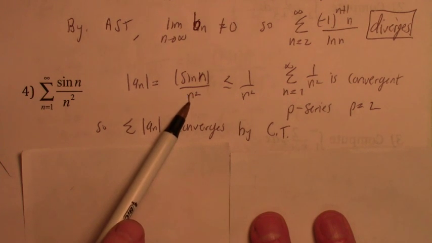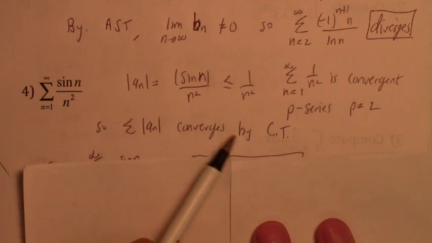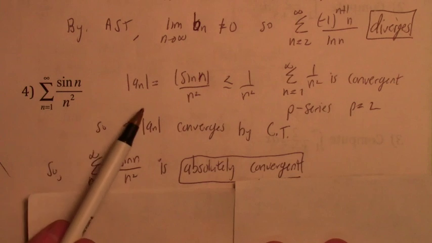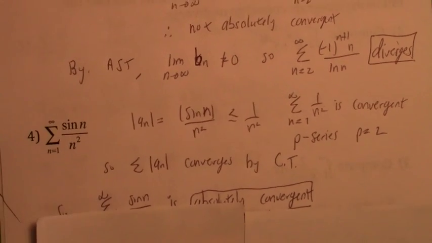And so I've shown that the absolute value converges by the comparison test. So if the absolute value of the terms converges, then the whole series is absolutely convergent. Got it? A couple more things here.